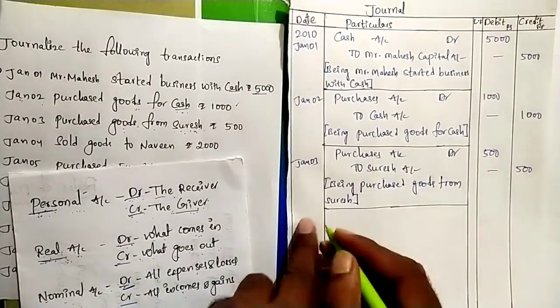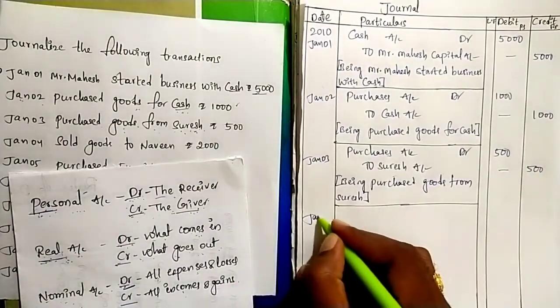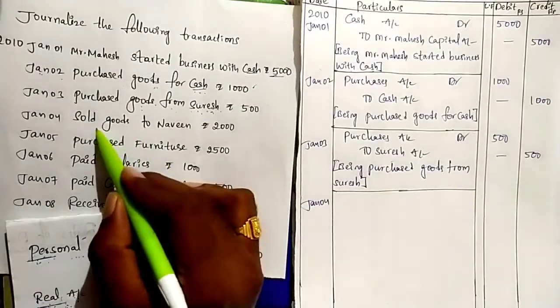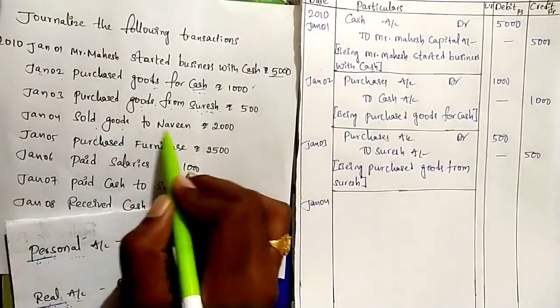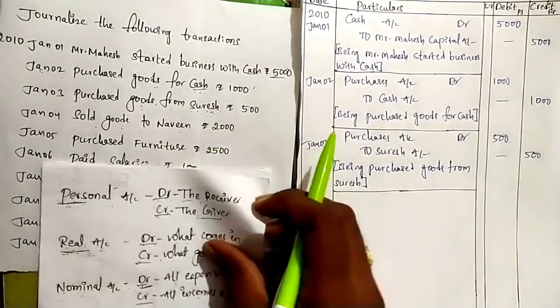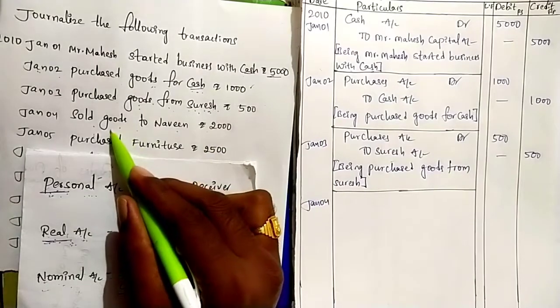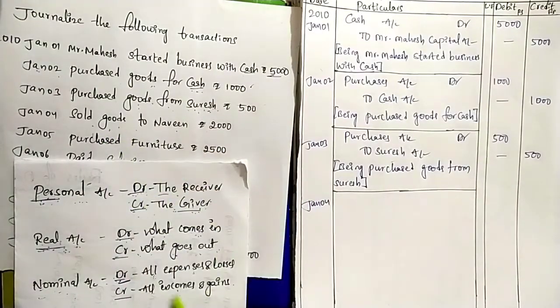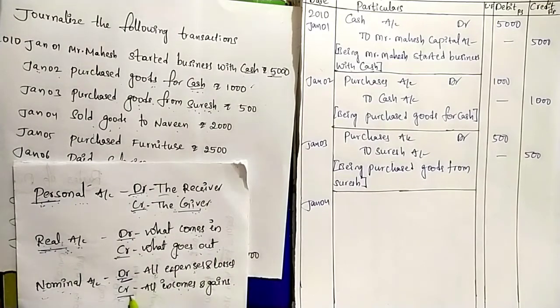Okay, next, coming to fourth, January 4th. See this, sold goods to Naveen, 2000 rupees. Sold goods means sales. Sale of goods is an income. All incomes will be credited. It's clear. Sales account will be credited.